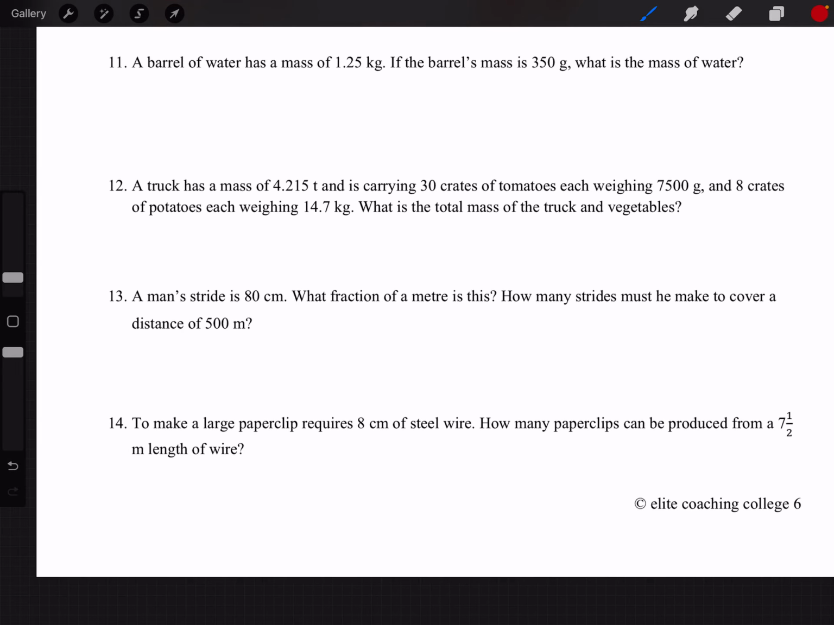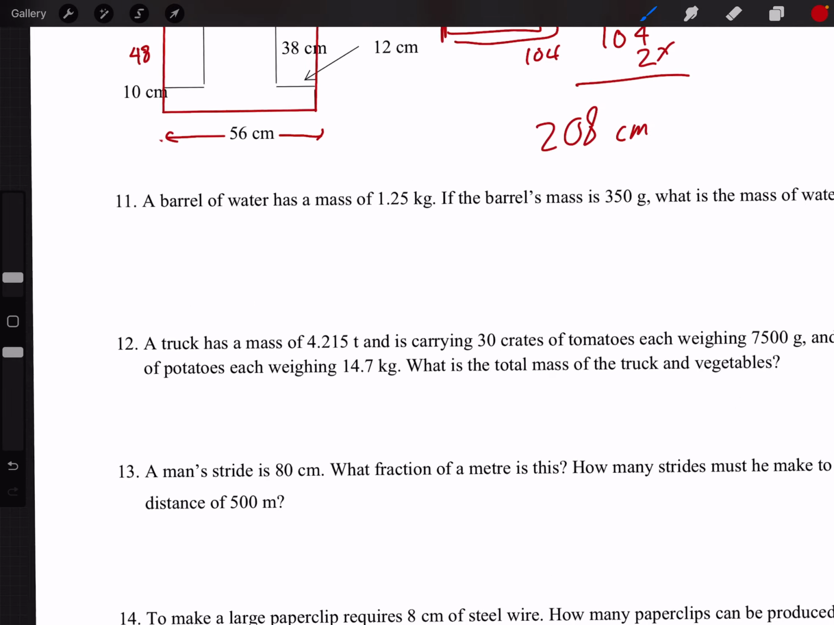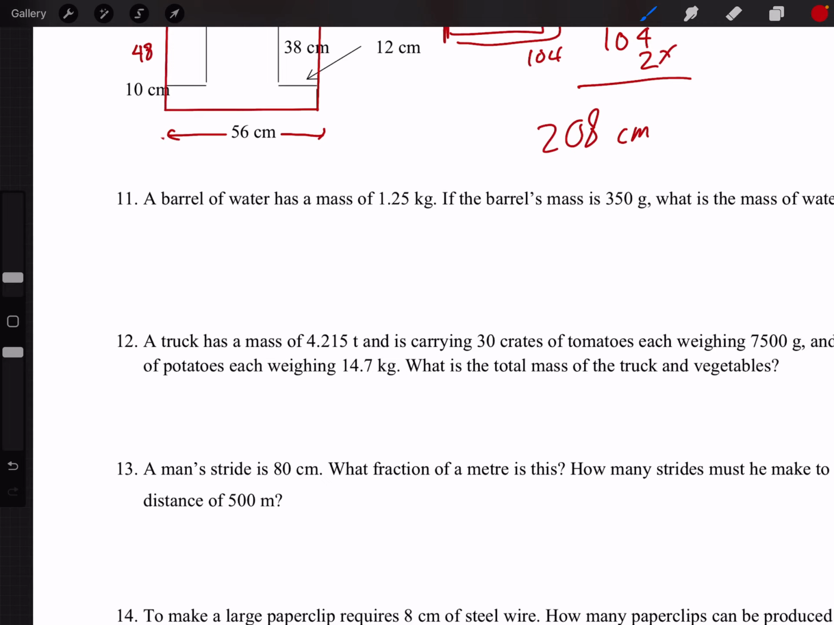Next one says a barrel of water has a mass of 1.25 kilograms. If the barrel's mass is 350 grams, what's the mass of the water? If the barrel's mass is 35, that's a very light barrel. Anyway, so water plus barrel, whoops, spelled barrel wrong, equals 1.25 kilograms. Let's just change it to grams, make it easier for ourselves.